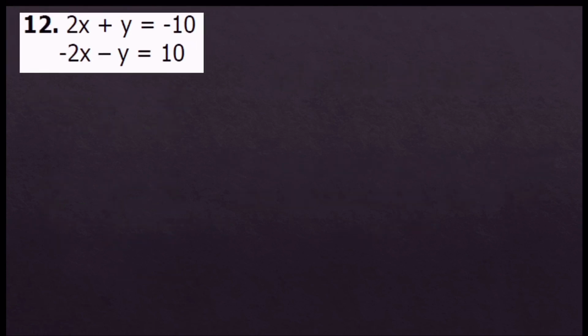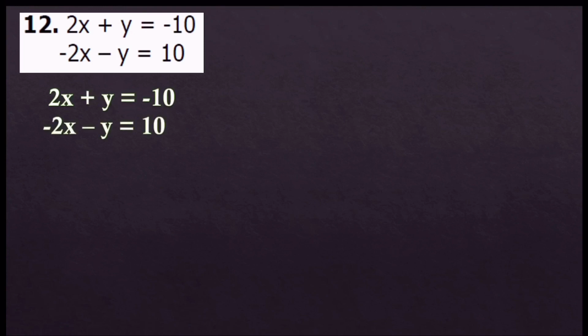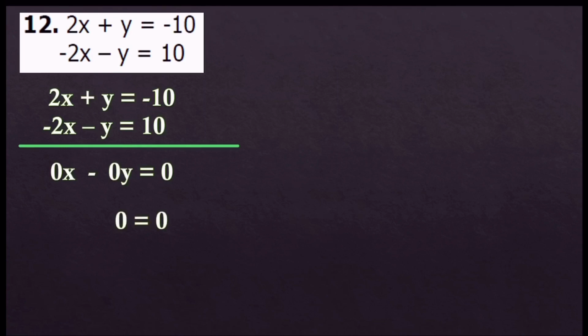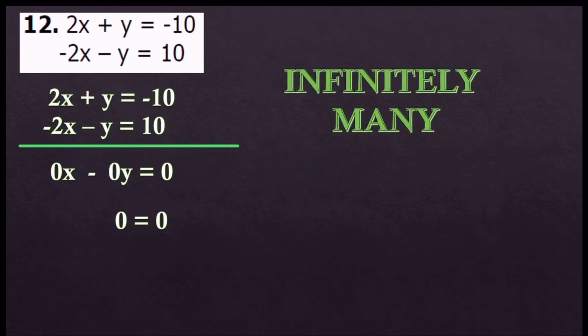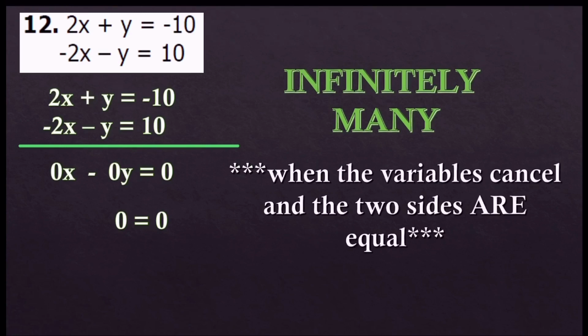So let's look at this one. Now this one's actually a little easier. Why is this one easier? Well, if you look at the coefficients, they're already opposites. So all I'm going to do is I'm going to take my first equation and my second equation. When I add them, I get 0x minus 0y equals 0. Does 0 equal 0? The answer is yes. It will always equal 0. Therefore, it's infinitely many, for the same reason. When the variables cancel and the two sides are equal, it's infinitely many.